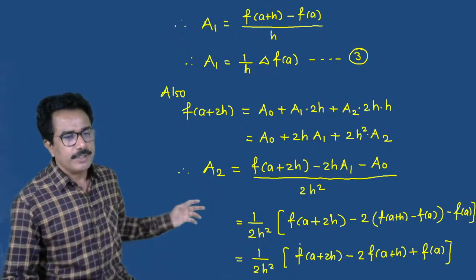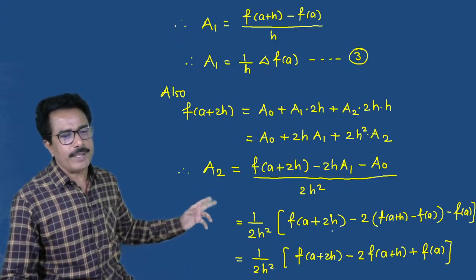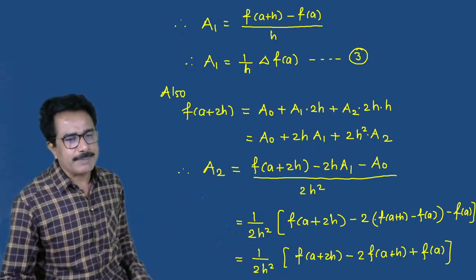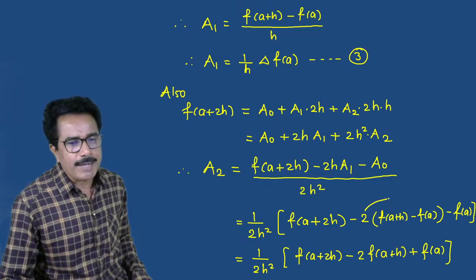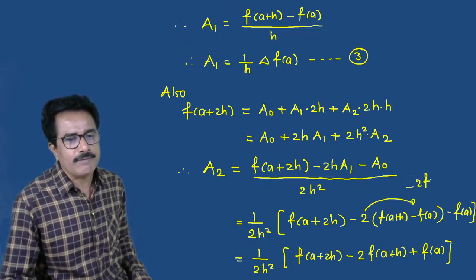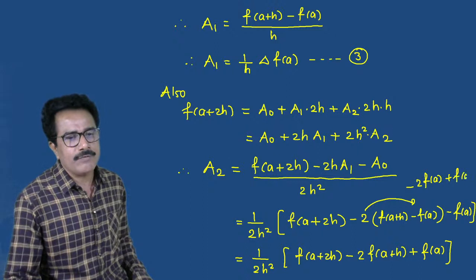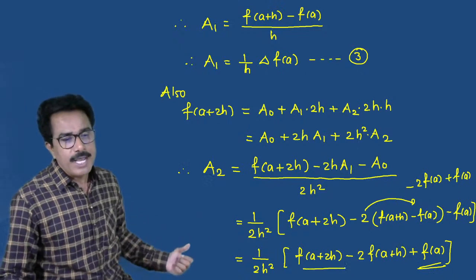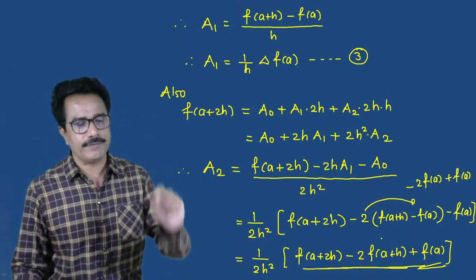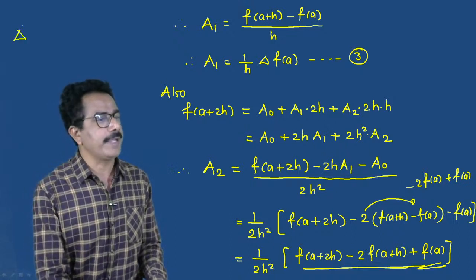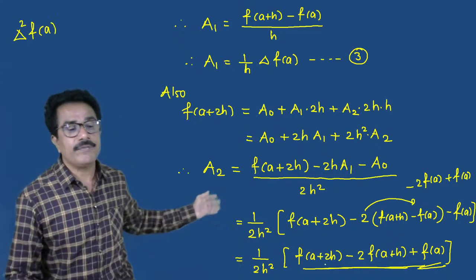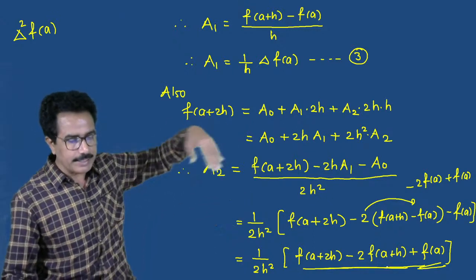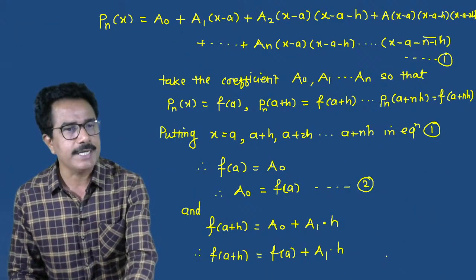Now solve this. So 1 upon 2h square f of A plus 2h minus 2 times of f of A plus h. So multiply. आता याला मल्टिप्लाय करा 2 न. 2 न मल्टिप्लाय केल्यानंतर मायनस 2f of A प्लस f of A म्हणजे शिल्लक राहतं f of A. 2 न मल्टिप्लाय केल्यानंतर हे राहतो आणि हे रिलेशन म्हणजेच सेकंड ऑर्डर डिफरन्स आहे. डेल्टा 2 f of A means f of A plus 2h minus 2 f of A plus h plus f of A. This is the value of delta 2 f of A. So we can write this.